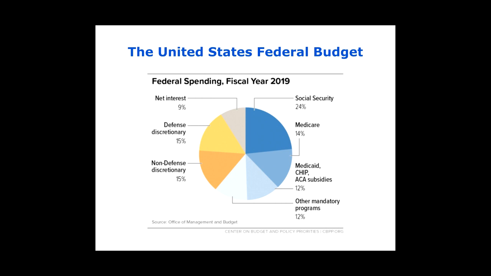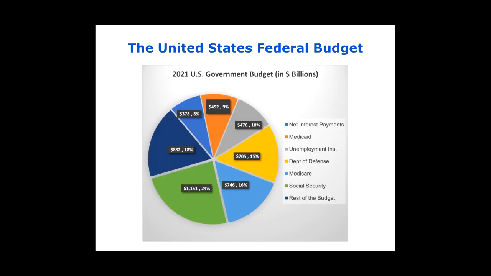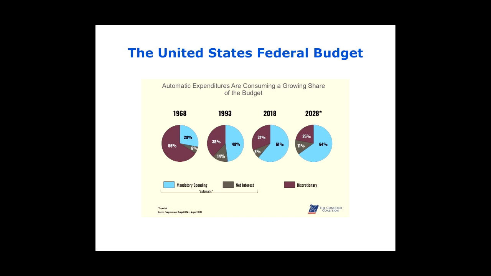This is for 2019, but we can come a little closer. This is 2021, and it's a different graph, but the categories are roughly the same. About a quarter on Social Security, about a quarter on Medicare and Medicaid, and then defense and interest are about 15% each.